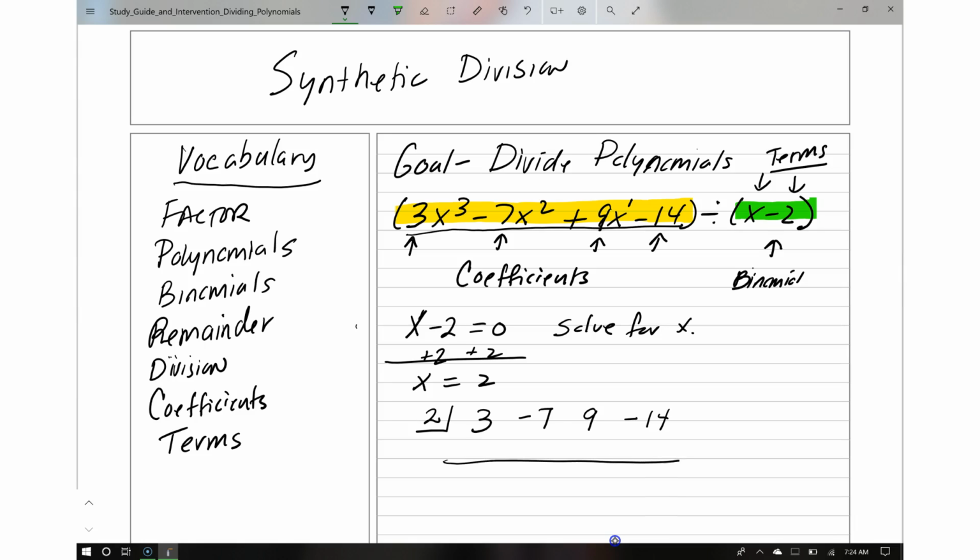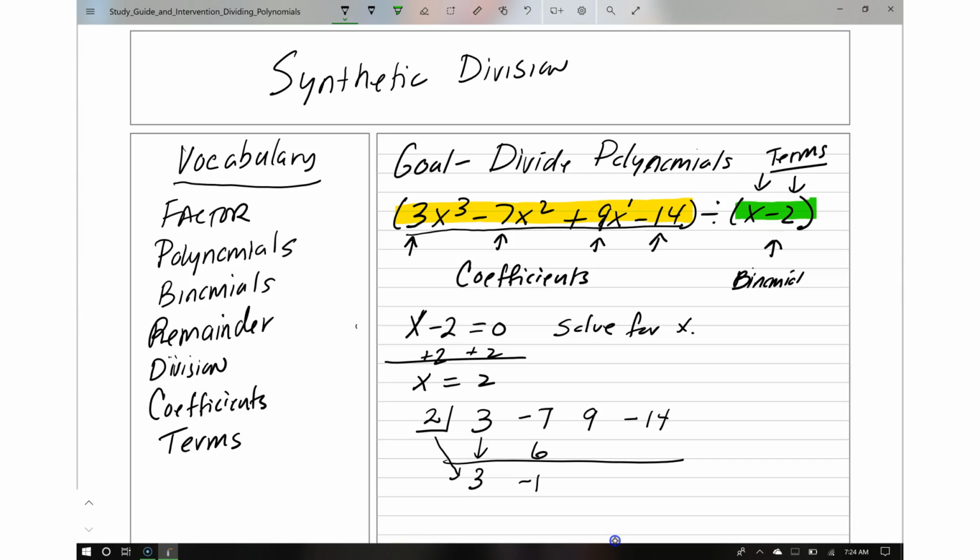So now we have the 2 in the corner. We have 3, negative 7, 9, and negative 14. And what you're going to have to do is bring down the 3. And then the 2 and the 3 you're going to have to multiply. 2 times 3 gives you 6. Negative 7 plus 6 gives you negative 1.